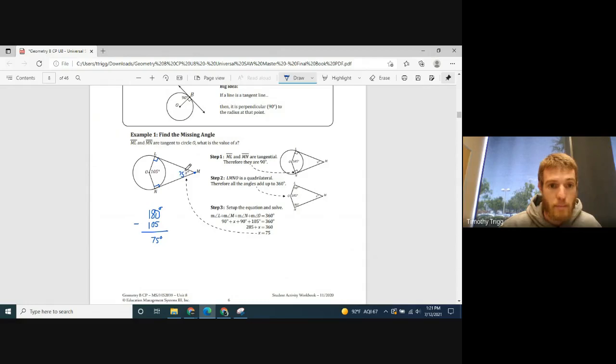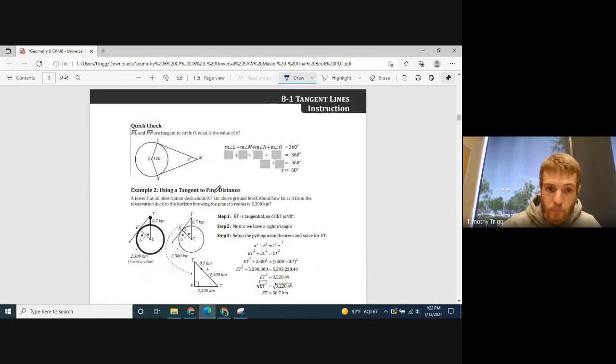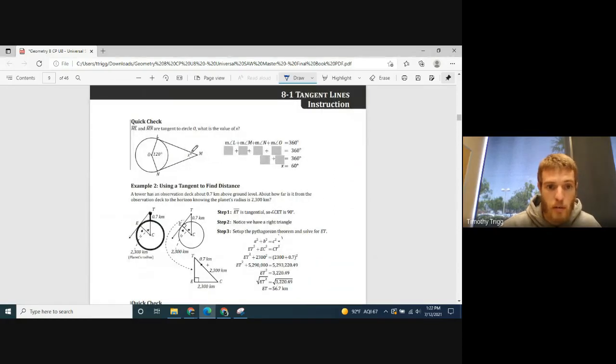I'll repeat that again. This angle here and this angle here will add up to 180 degrees. They are supplementary, we would say. Okay. So with that, this must be 60 degrees, right? Because these two angles should add up to 180. And indeed it is. That's great.